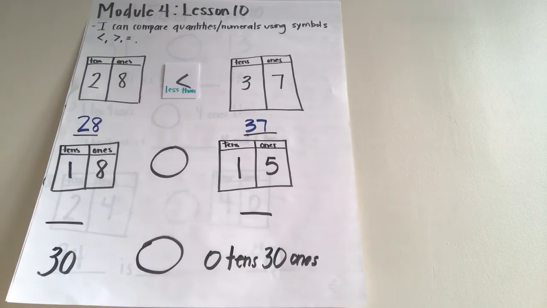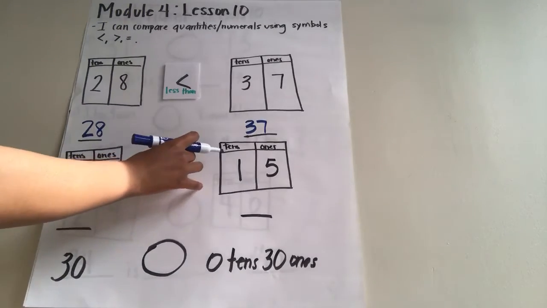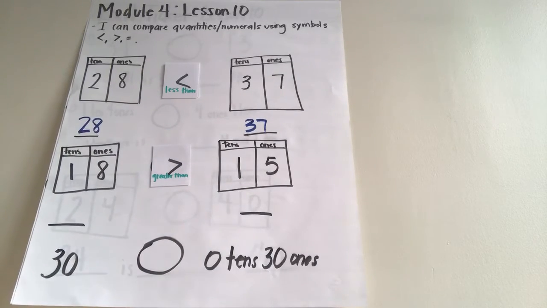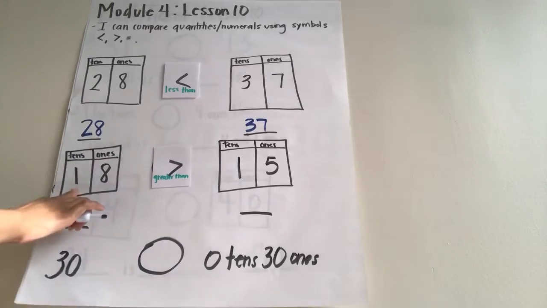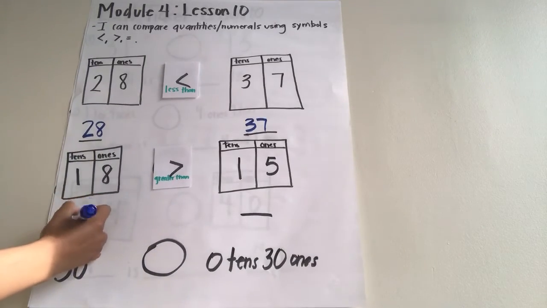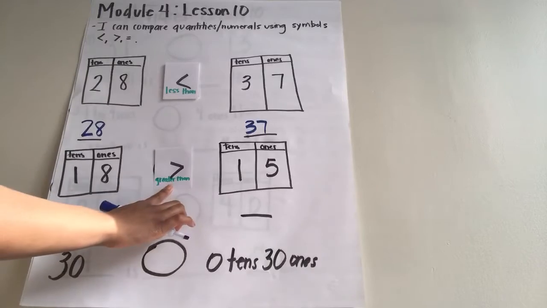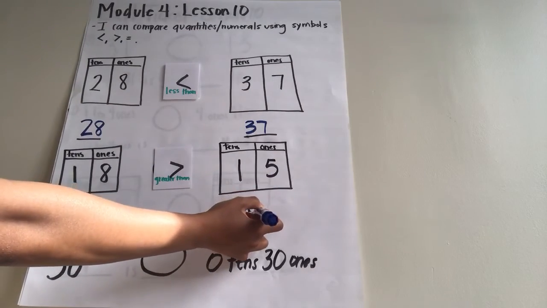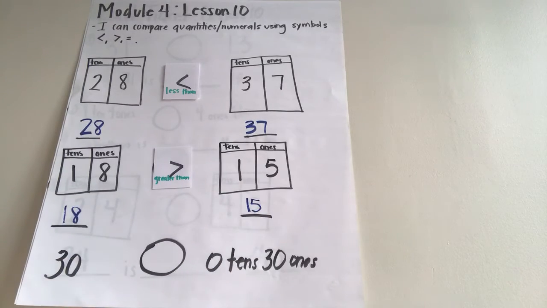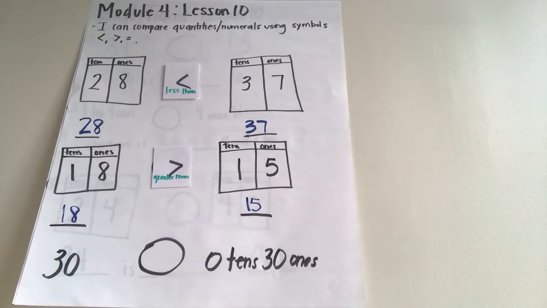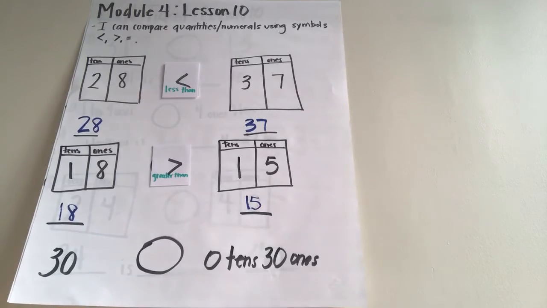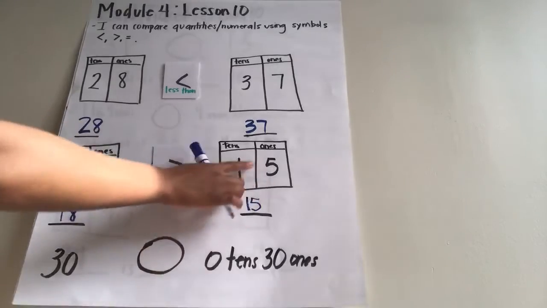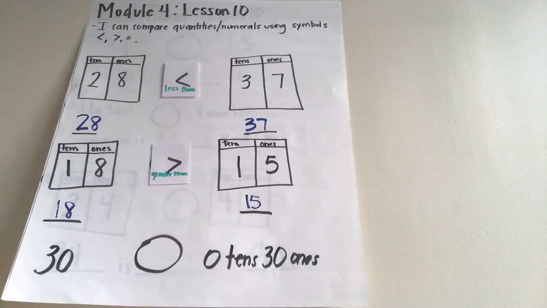So now I want to use this symbol here. And this symbol is called the greater than symbol. And this tells me that 1 ten, 8 ones, or 18 is greater than 1 ten, 5 ones, or 15. And similar to our alligator mouth from yesterday, where he's opening up to the greater number, here's my greater number. And turning his back on the number that is less, here's the number that is less.